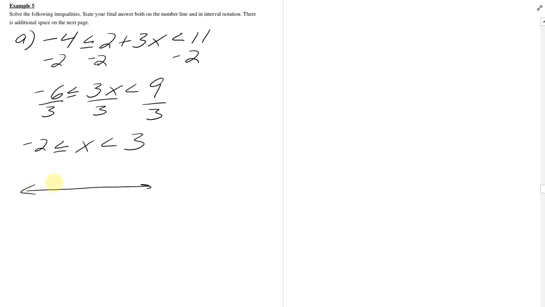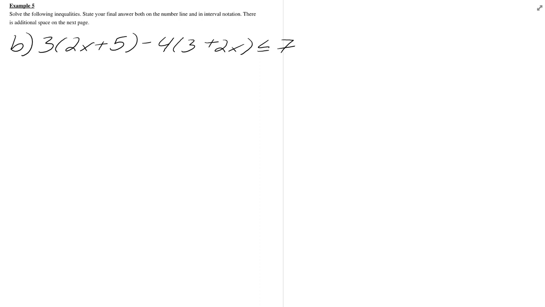And so then you just have to fill in your number line. I have a square bracket at negative 2, I have a round bracket at 3, and here's my interval notation. Okay, so there's one. I think we've got the idea of working with those, so let's take a look at some other examples.